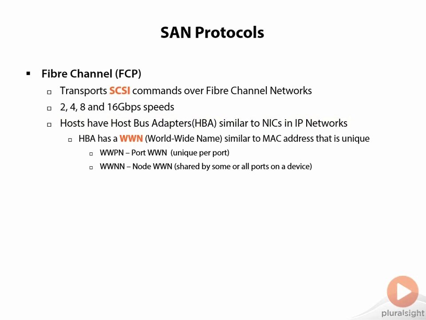So instead of having a MAC address like a network adapter card would have, an HBA has what's called a WWN, or a worldwide name. So it's similar to a MAC address in that it's unique. However, WWNs are comprised of two subcomponents. We have a port WWN, which is unique per port, and then a node WWN, which is shared by some or all ports on a device. Some HBAs are dual port, so it just depends upon your implementation.